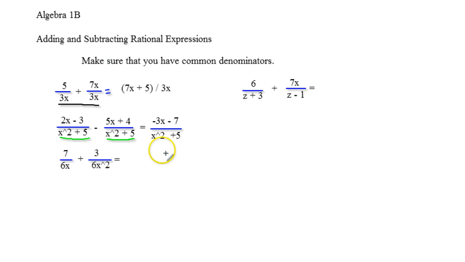There's my final product. Okay, now, if you notice on this one, 6x and 6x squared are not common denominators. Okay, the common denominator between these two is definitely going to be 6x squared. Okay, so that means this one's only missing an x.